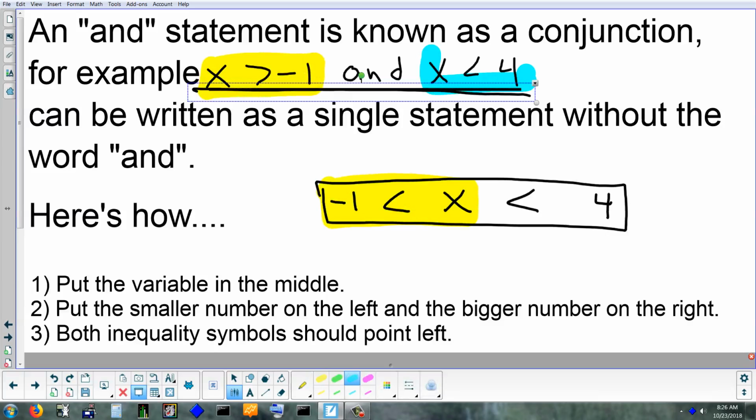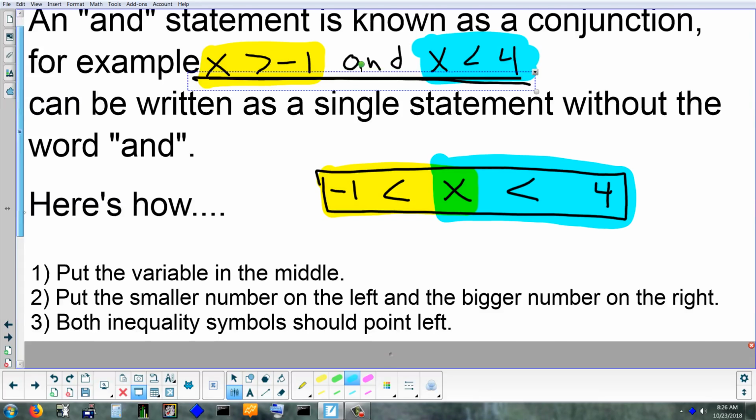Here's the second part. X is less than 4. And then right there, x is less than 4. So notice that the x is in both. It's in the yellow and it's in the blue. So x is greater than -1, and the "and" is invisible. You have to just say, and x is less than 4. You can only do this when you have a problem with the word and. You can't do it with an or.